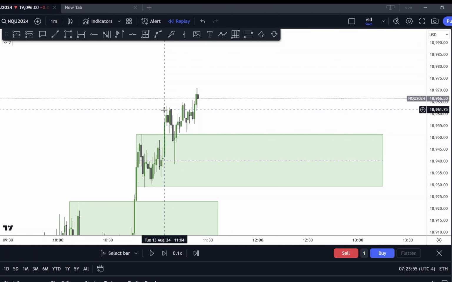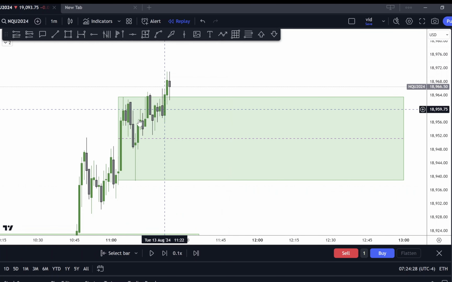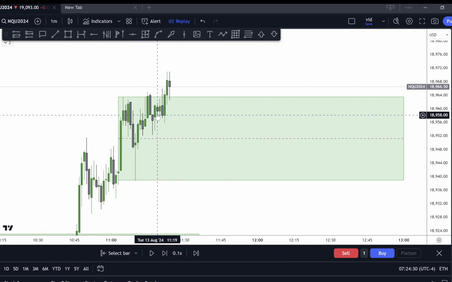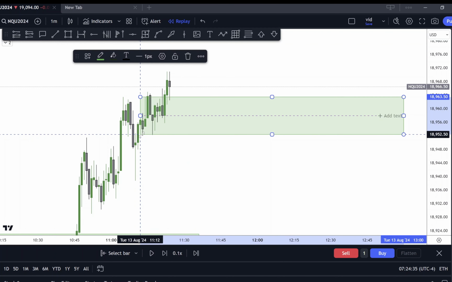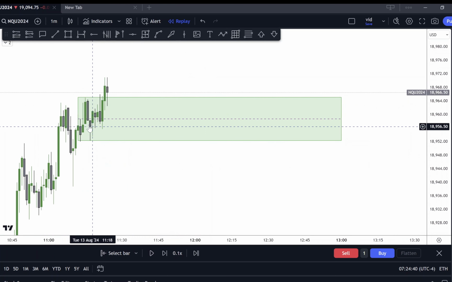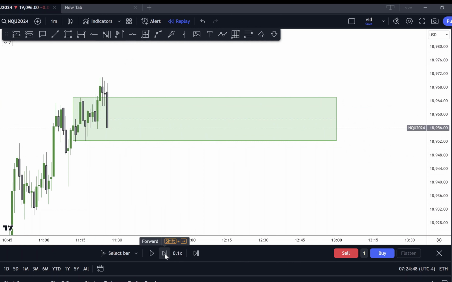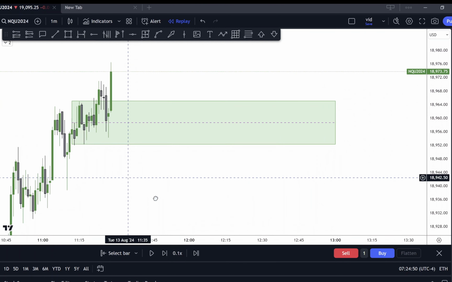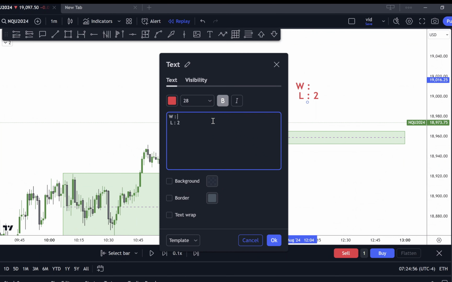Okay, so now we closed, right? I actually didn't see it correctly, but here we closed and never mitigated this 50%. So for me, this is now our new valid zone because it's a valid pullback: we closed under this candle and we created a valid zone. So I'm in now, and our 10th win.